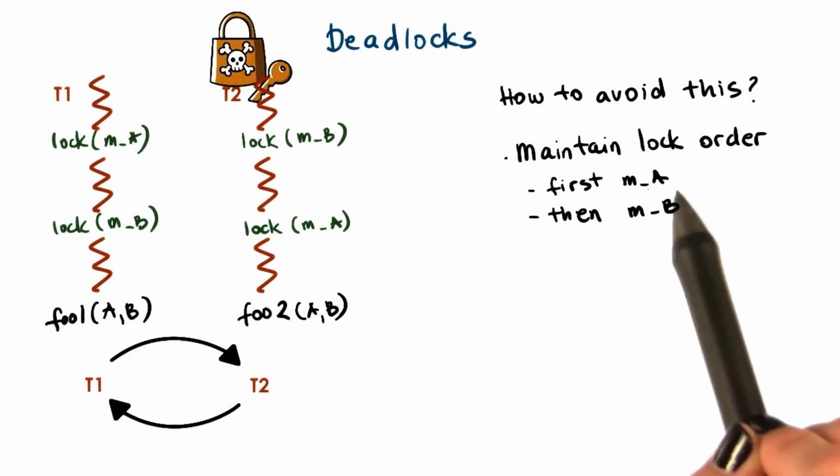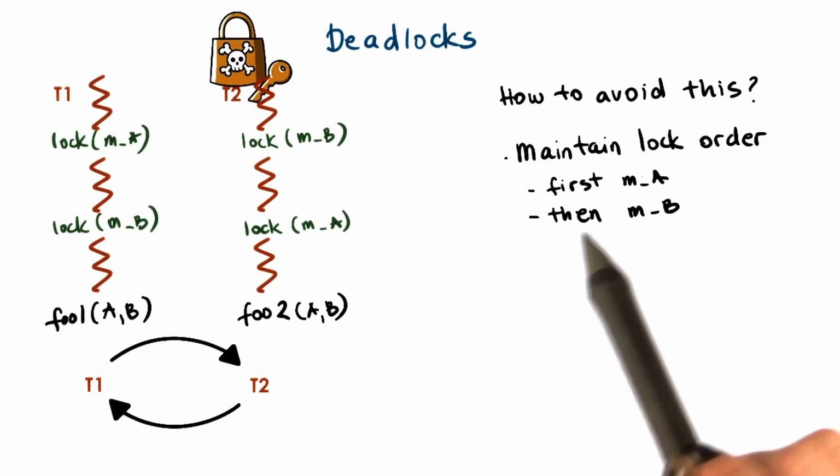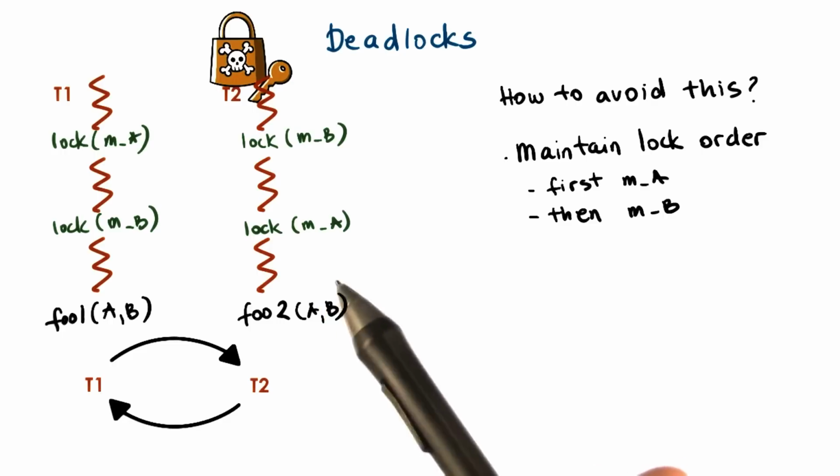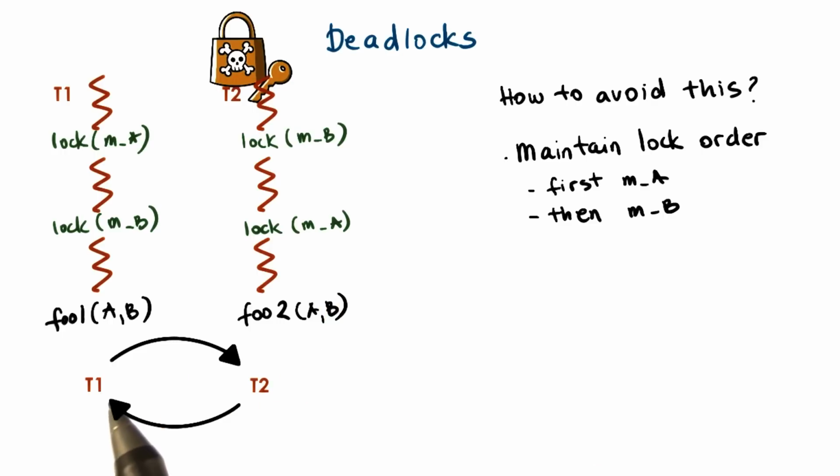If we force everyone to first get the mutex for A and then the lock for B, the problem will not occur. If we investigate this a little bit more, we see that the problem is that T1 is waiting on something that T2 has, and T2 is waiting on something that T1 has. So we have a cycle, basically. And in this case, we have two threads, so it's easy to reason about the situation and to determine that the order in which these locks are being acquired can result potentially in a cycle.